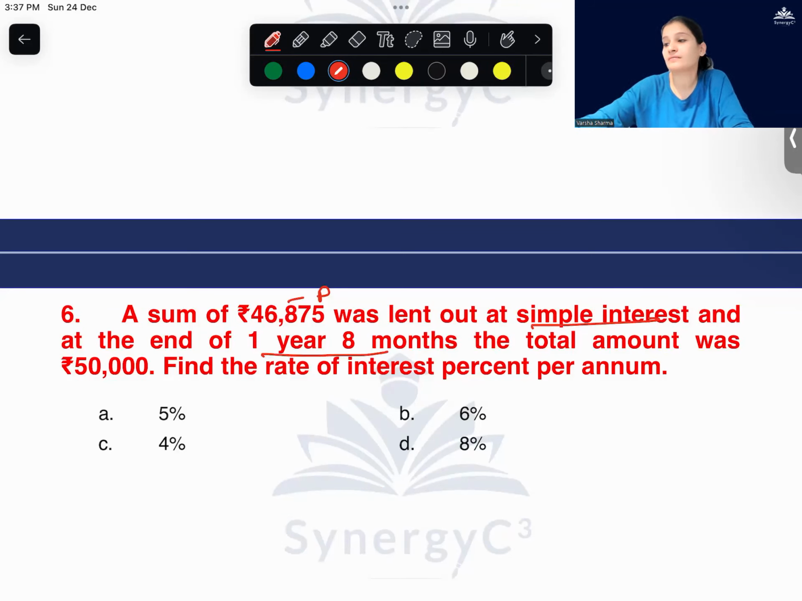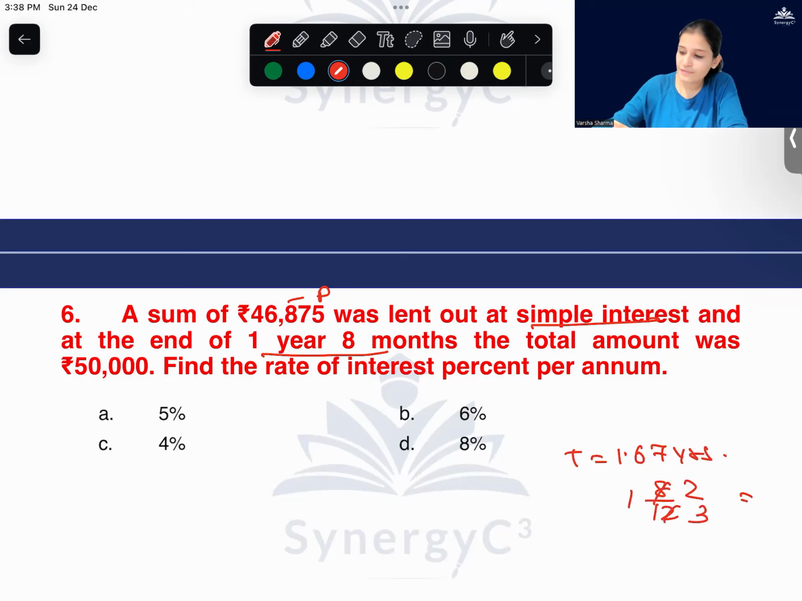1 year, 8 months means how do we convert it into years? Divide 8 by 12 in your calculator and add 1. 1.666, that is 1.67. Okay, you can do that or you can do it in the fractional part also. Done? So my time is 1.67 years. And if you want to do it in fraction, 1 and 8 by 12: 3 ones are 3 plus 2, 5 by 3 years. Now the total amount was 50,000.